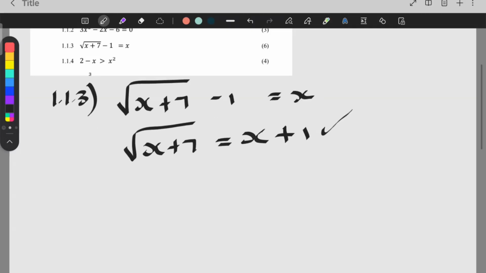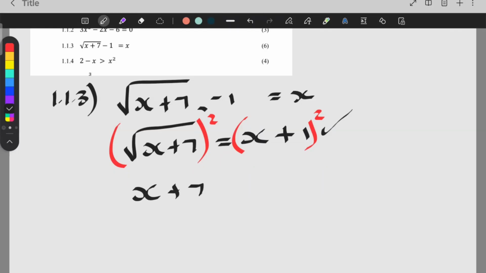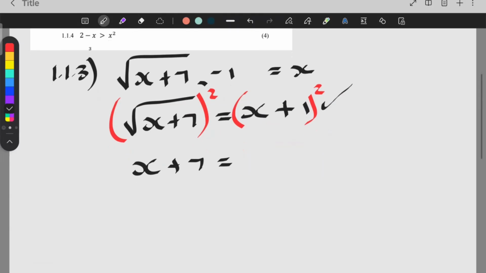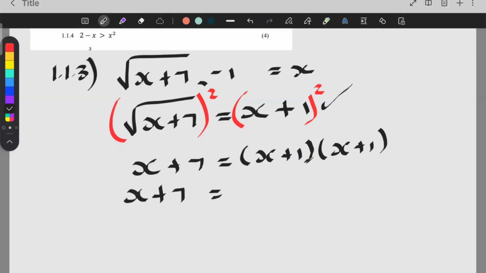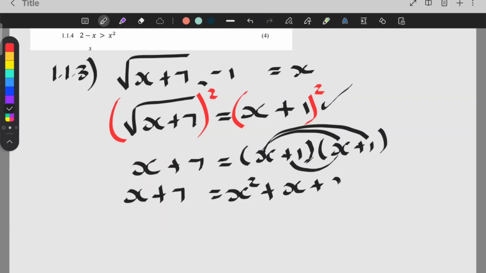Now you're going to square both sides. So this will be squared and this will be squared. When you square a root, like here, the root will just fall away. So the answer here is x plus 7. The answer on the right-hand side, I would write it out twice, like this: x plus 1 times x plus 1, so that I don't make mistakes. X times x is x squared. X times 1 is 1x. This is 1x. This is 1.